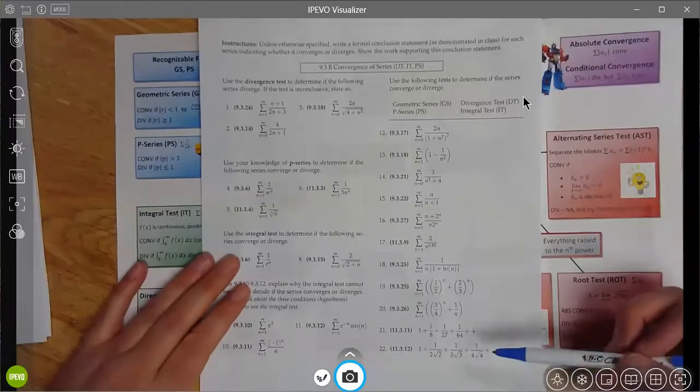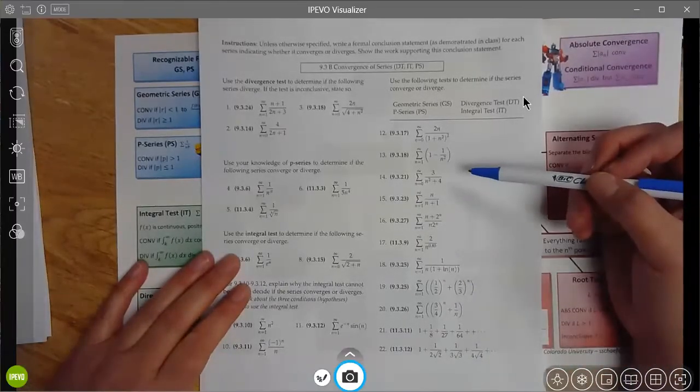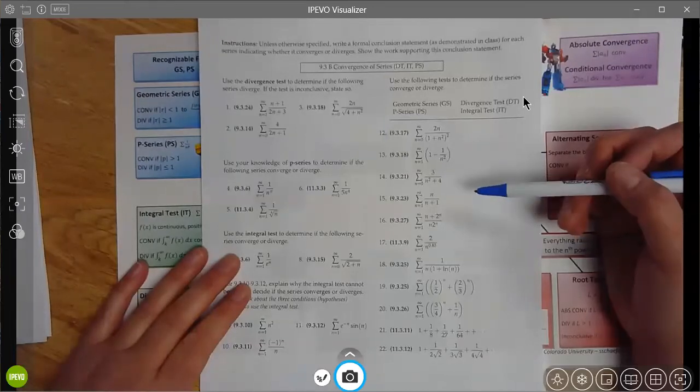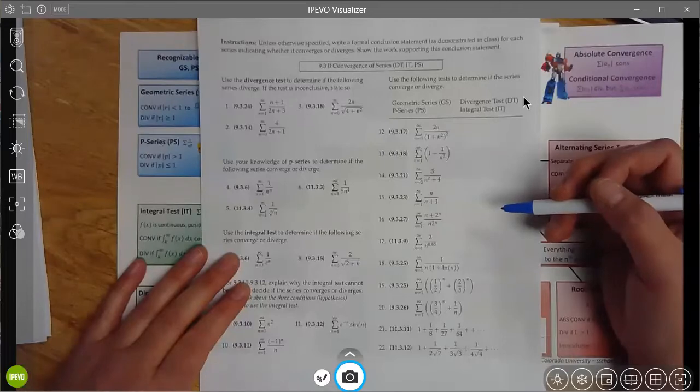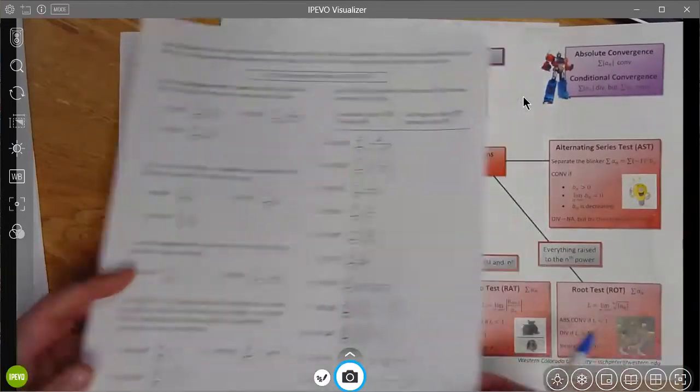So you'll notice on the homework that you'll be given a whole list of series, and then you're going to be asked to figure out which test to use and then apply that test to determine if the series converges or diverges. So let's take a look at our flow chart.